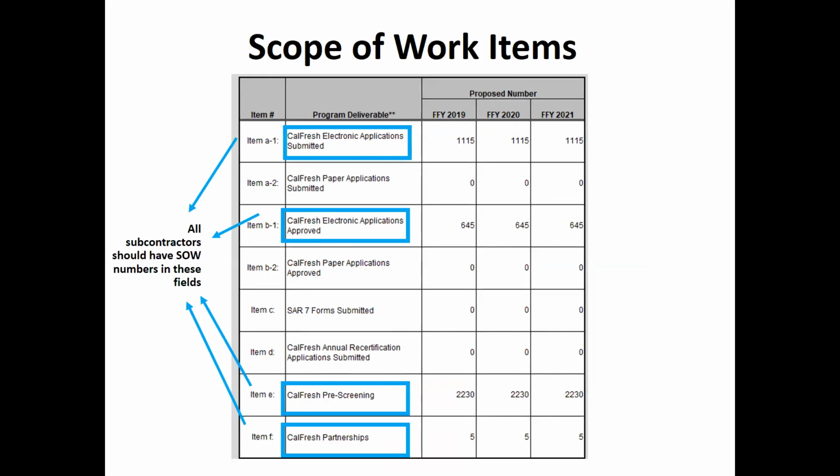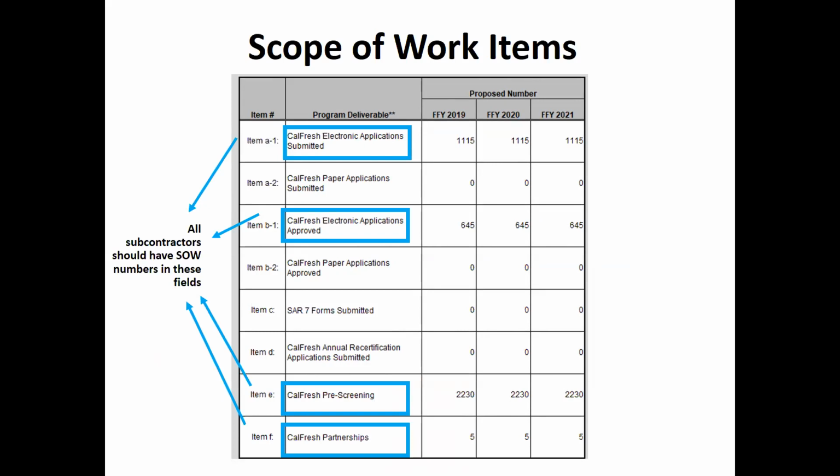Okay, so the boxes on here that are surrounded by the blue rectangles are scope of work items that everyone should have, whether you're a campus or one of our far north subcontractors. You all should have numbers in these boxes that are up on the screen. Those boxes include your electronic applications submitted, your electronic applications approved, your CalFresh pre-screening goals, and your CalFresh partnerships. So all of you should have numbers in these boxes that you'll need to report on.